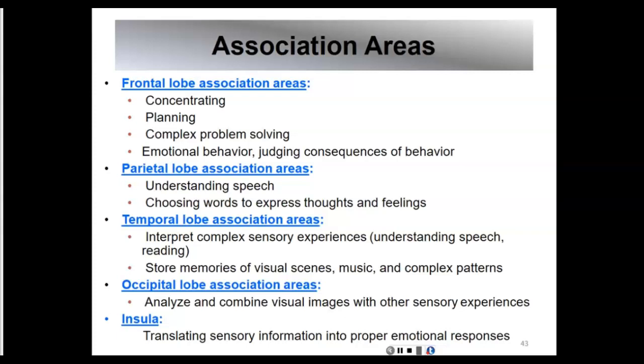The temporal lobe is for interpreting complex sensory experiences like understanding speech and reading, and it stores memories of visual scenes, music, and complex patterns. The occipital lobe association area is analyzing and combining visual images with other sensory experiences. And then the insula is translating sensory information into proper emotional responses.